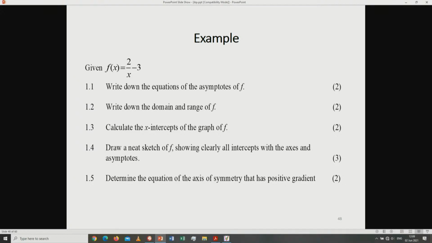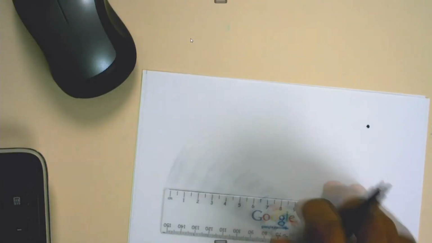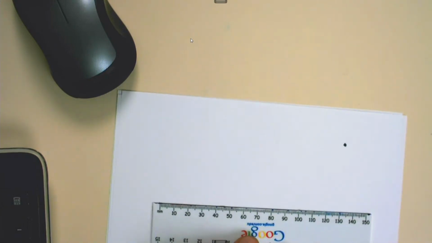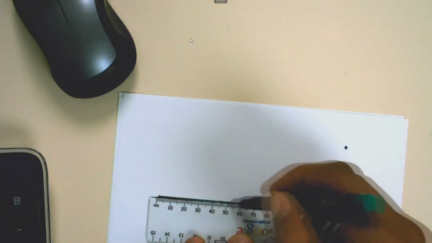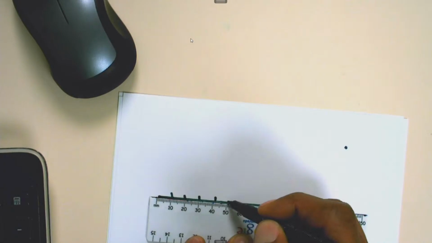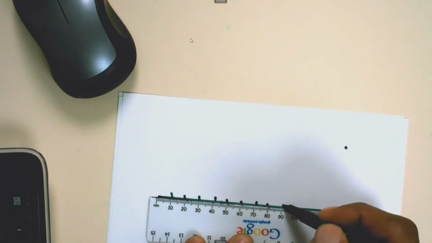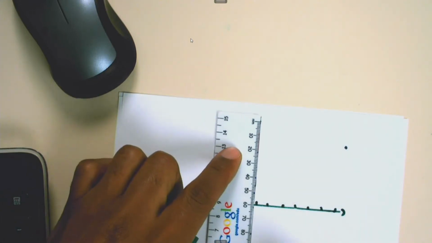Okay, right. Now, the next question says we now need to draw a neat sketch of f, showing clearly all intercepts with the axes and the asymptotes. Very important at our level in grade 10, when we sketch the graph, we need to make sure that you do it the right way. Sometimes we prefer to be fast. I don't know why we are in such a hurry. This is what you do: use your ruler, and the scale must be correct so that at least you can see what is happening on your graph.